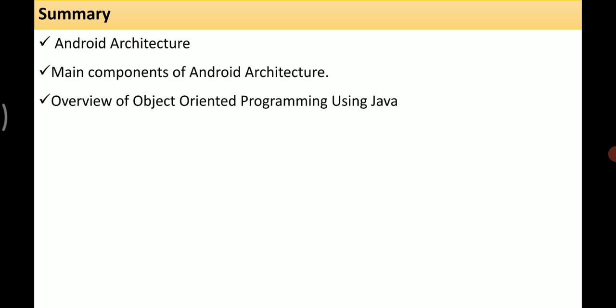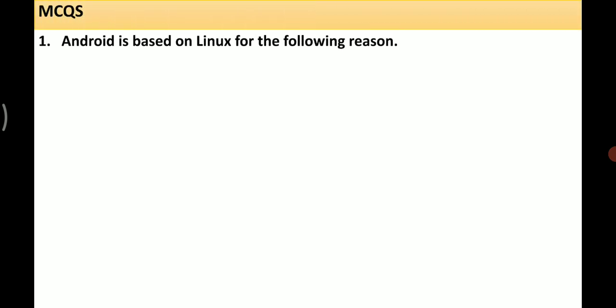In this session, we have learned about the Android architecture and its main components. We have seen an overview of object-oriented programming using Java. Then we have seen the OOPS concept, that is inheritance, and the types of inheritance. Next we'll see the MCQs.